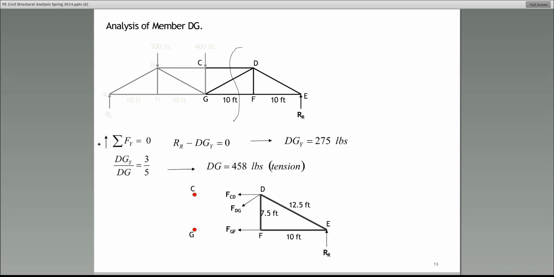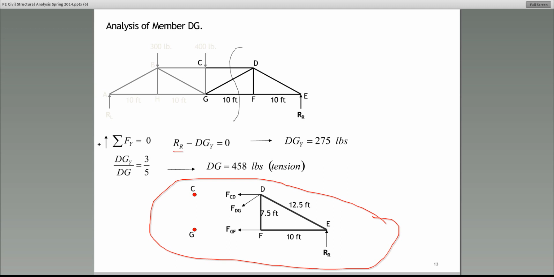In fact, on page 13, I'm showing that. Sum the forces in the y direction for the entire free body diagram for this entire section. All right. And as you can see, RE minus DGY is equal to 0. So then DGY would be equal to 275 pounds. Pay very close attention here. DGY, that's the Y component of the force in member DG. That's 275 pounds. That is not the answer, though. That's not the force in GD. That's only the Y component of the force in GD.